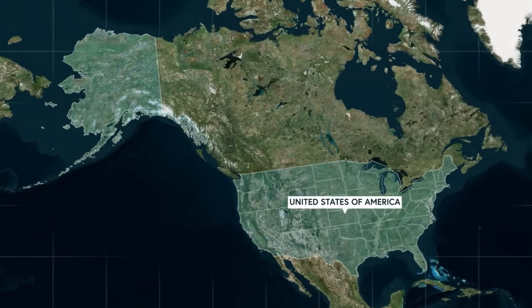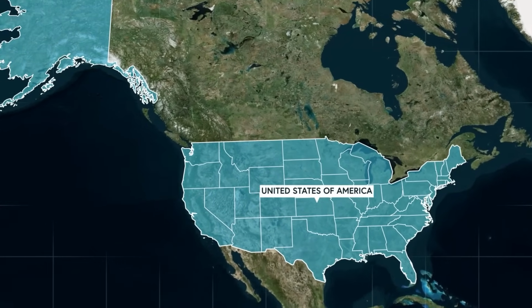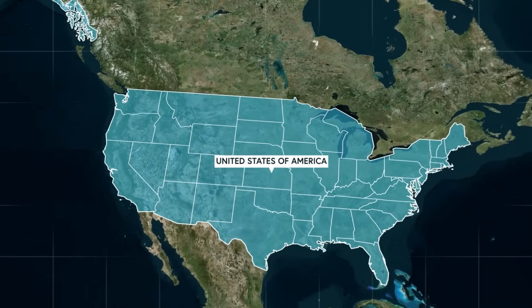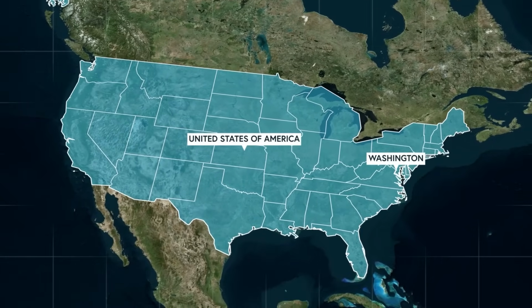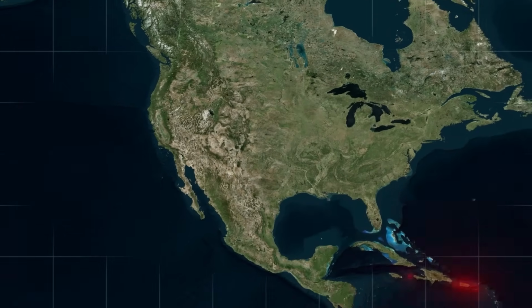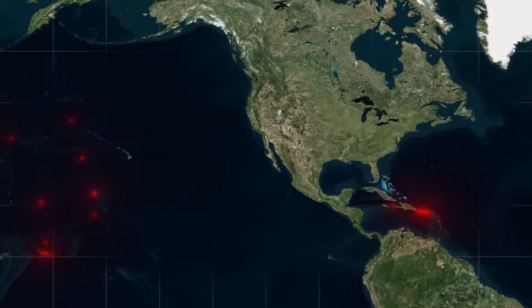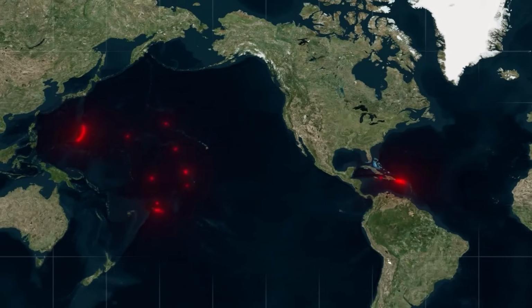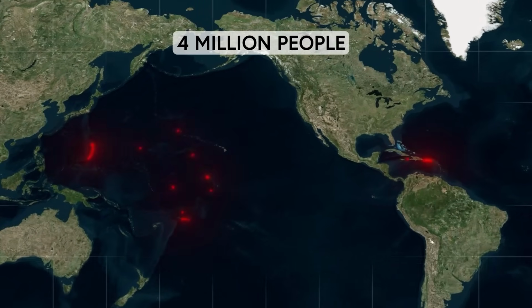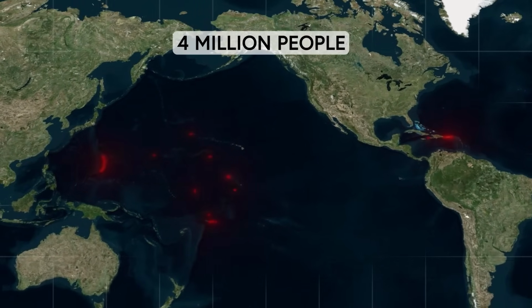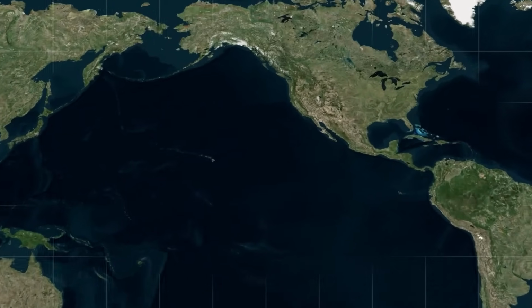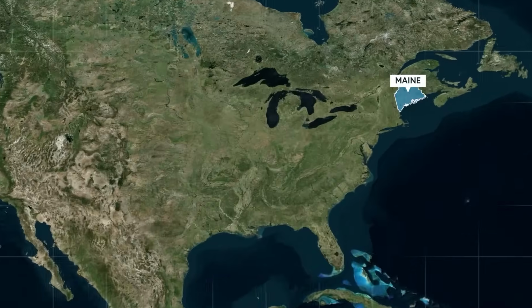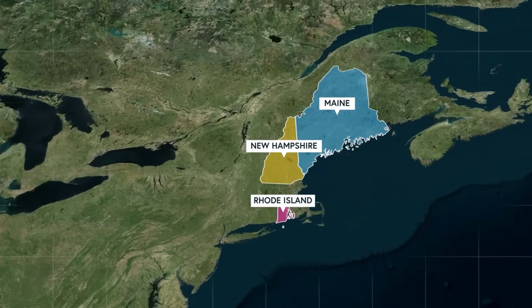The United States of America is well known for its 50 states and capital district of Washington, D.C. A less discussed topic, however, are the 14 overseas territories that are controlled and governed by the USA. Today, nearly 4 million people live in these U.S. overseas territories. That's equal to the populations of Maine, New Hampshire, and Rhode Island combined.